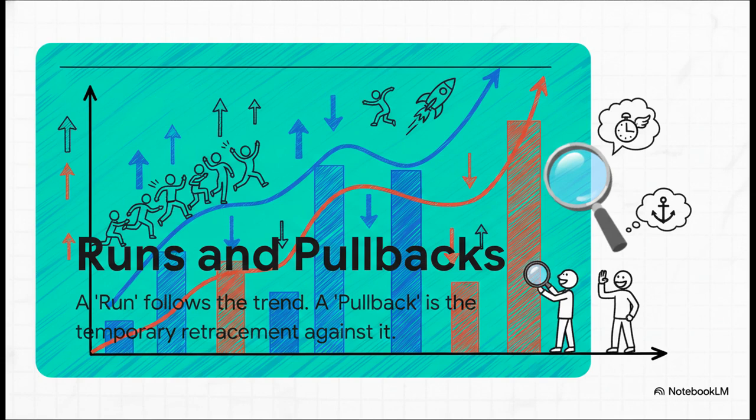Now, inside those nice, healthy trends, the price moves in specific phases that we call runs and pullbacks. A run is basically the primary extension going in the direction of the trend. It's the big move. A pullback, on the other hand, is the temporary retracement, a little correction moving against that trend. And here is an absolutely vital takeaway from the source material. Rookies almost always buy right in the middle of a run, simply out of FOMO, the fear of missing out. But professionals, they wait patiently. They wait to enter during a pullback to ensure they get the absolute best price possible.